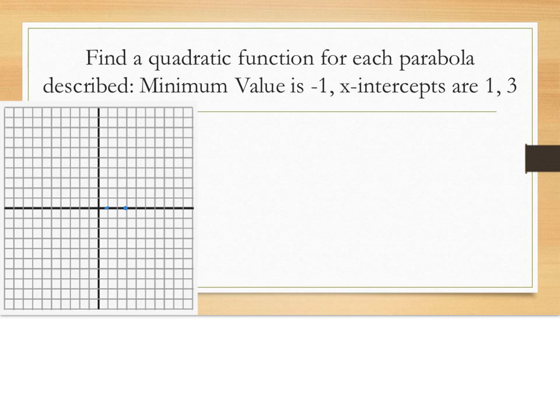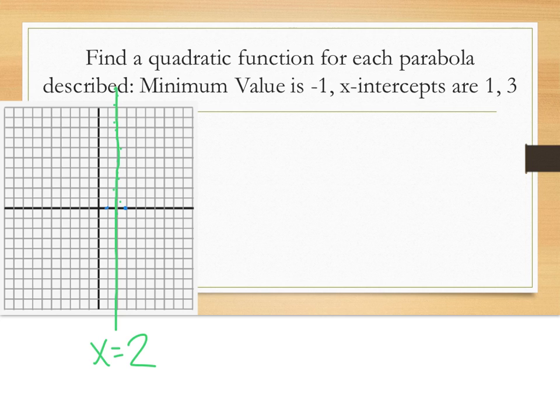Okay? What happens is the x-intercepts split your parabola. Remember, your parabola is the same on both sides. And so what that means is right in between my x-intercepts is actually my vertex somewhere. This is my axis of symmetry. So we know the axis of symmetry is 2.